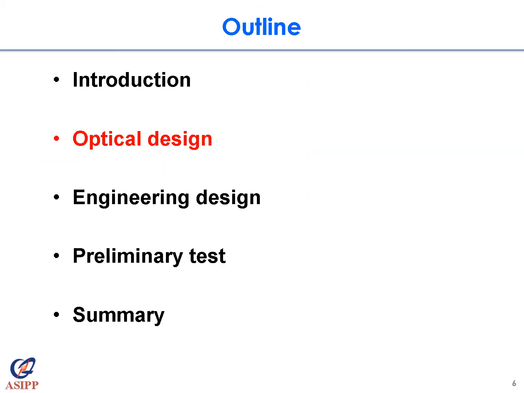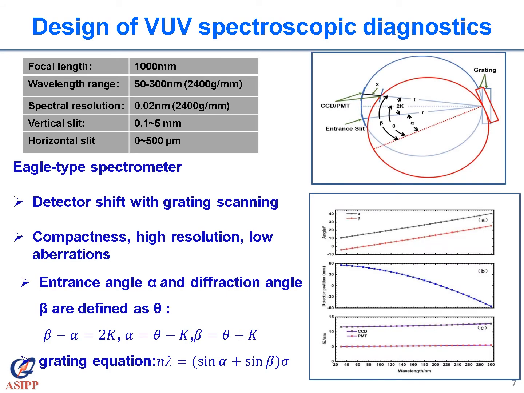The part 2 is the VUV spectrometer optic design. The VUV spectrometer is one Eagle-type spectrometer. The detector shifts with grating scanning for high resolution and low aberrations. The incidence angle alpha and the diffraction angle beta are defined by rotation angle theta to realize 50 to 3000 nanometer wavelength scanning.